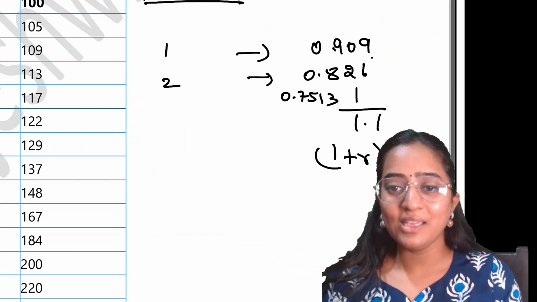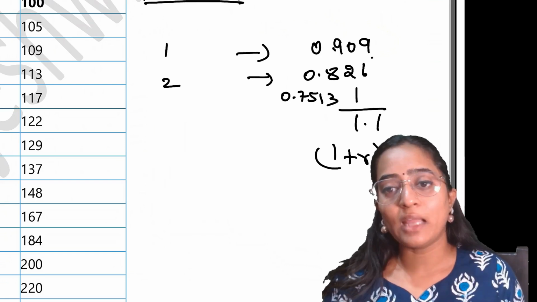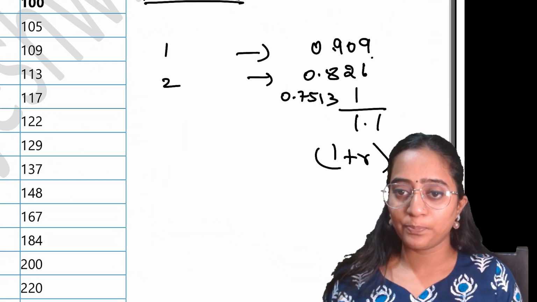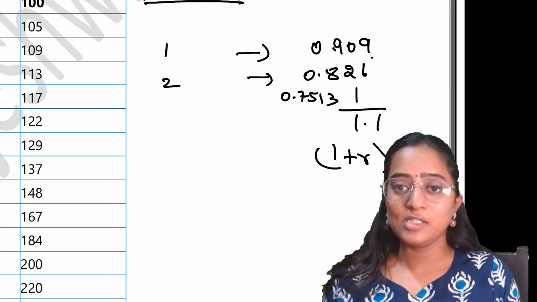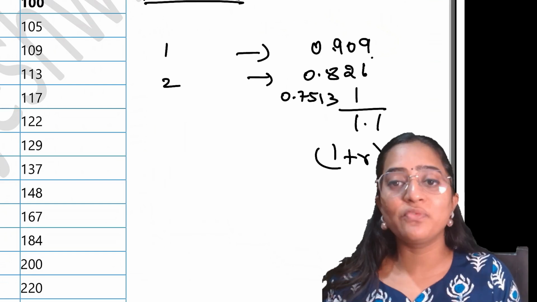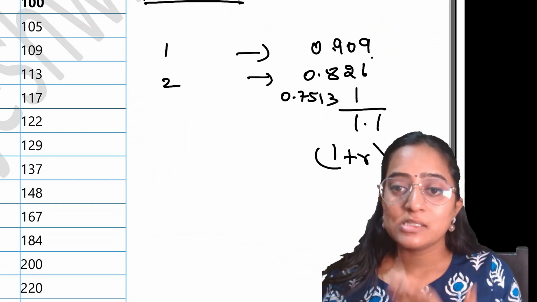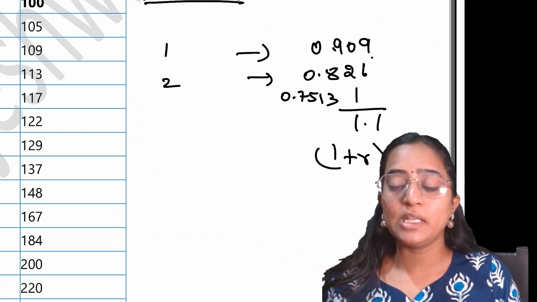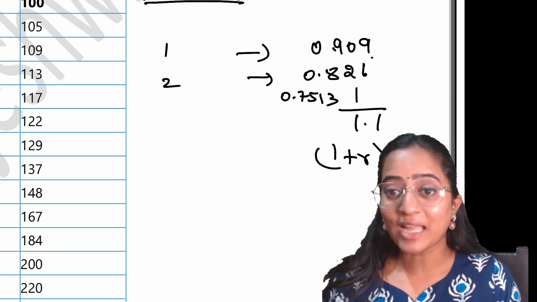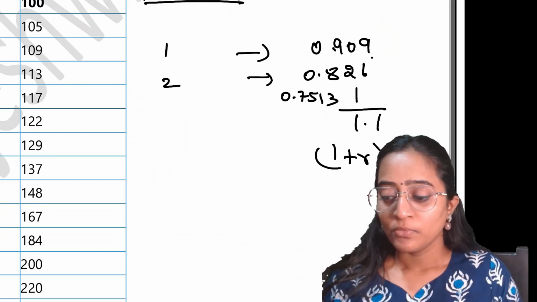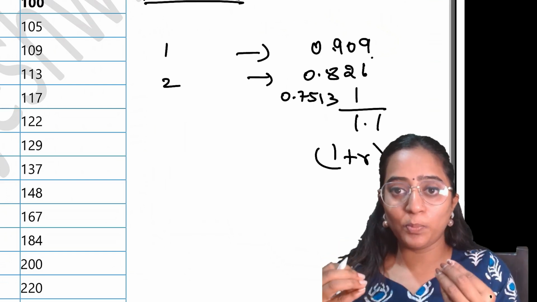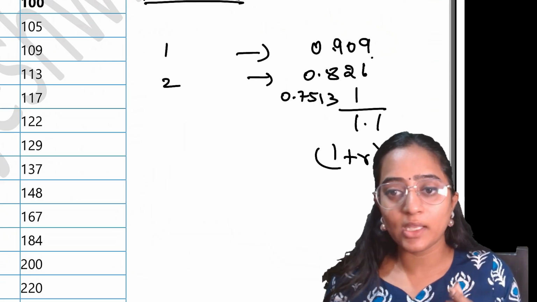The value of 1 rupee today is going to be 90 paisa at the end of 1 year. It's going to be 82 paisa at the end of your second year. The value of 1 rupee is going to be 75 paisa at the end of your third year. That is what it is going to be. Clear? It means the value of 1 rupee is going to decrease day by day.